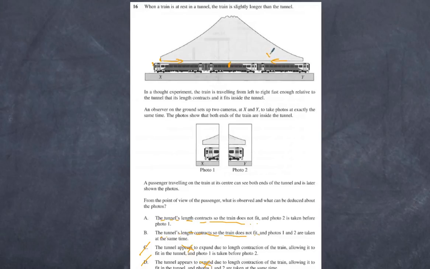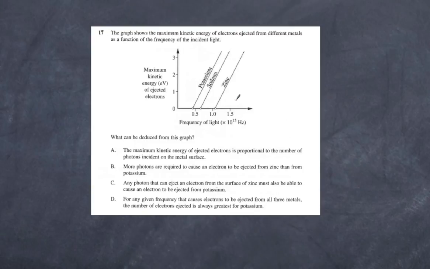They're going to see Y first, and then they're going to see X second. So they're going to see photo 2 first and photo 1 second. So photo 2 is taken before photo 1. A is the correct answer.